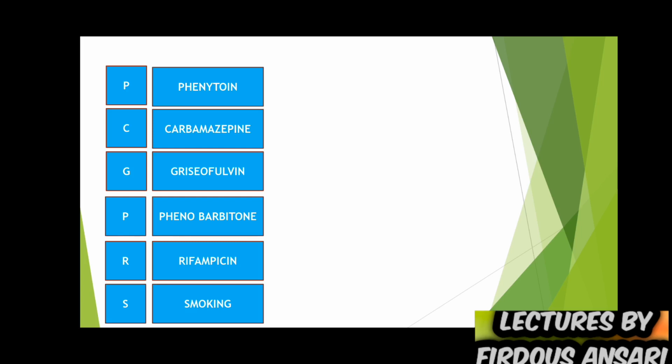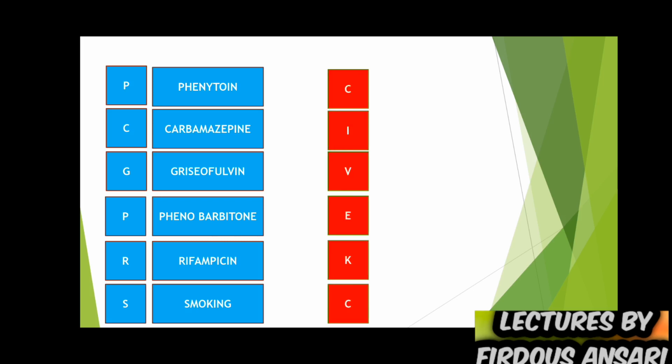As we have examples of enzyme inducers, we also have examples of a few drugs that cause enzyme inhibition, and you can remember them with the mnemonic CIVEKC, which you can pronounce as civics. You know, in school times we had the subjects history and civics, but here the spelling of civics is altered a little bit.